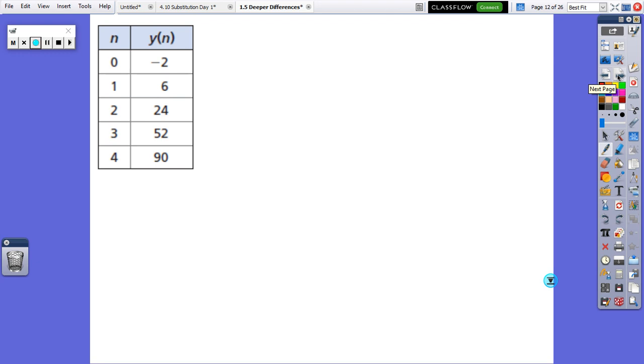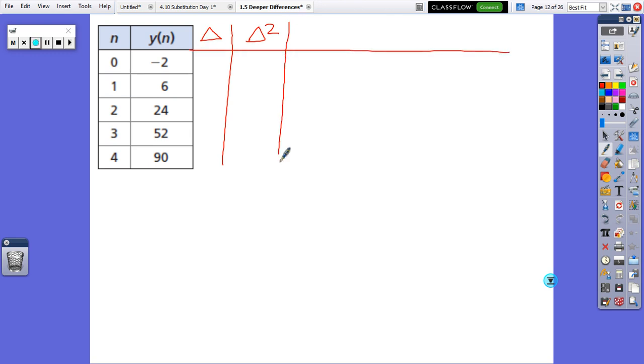I'll try not to mess up the next one so bad. All right. So on this one, same thing. Excuse me. We need our delta column. We need our delta 2 column. And we're eventually going to have to stretch that out.